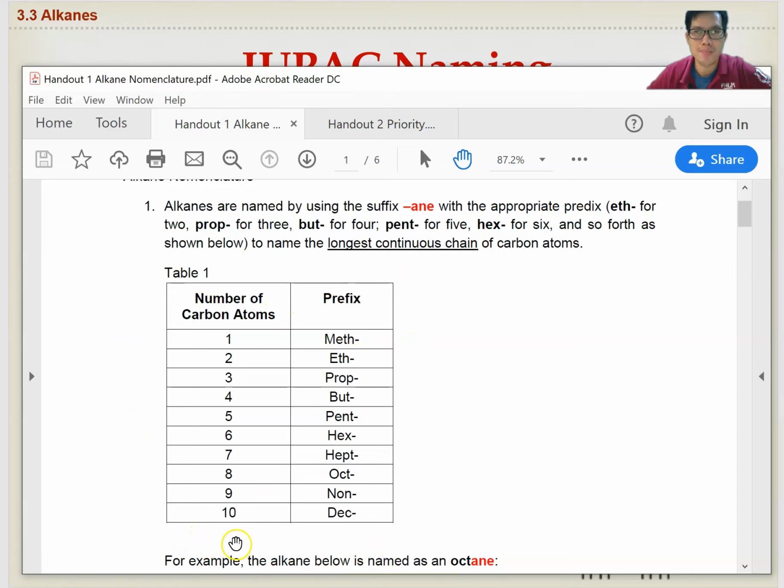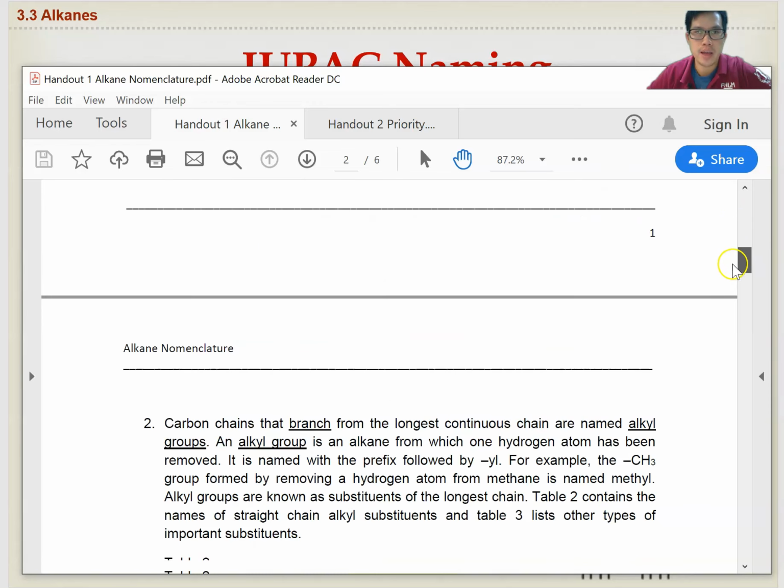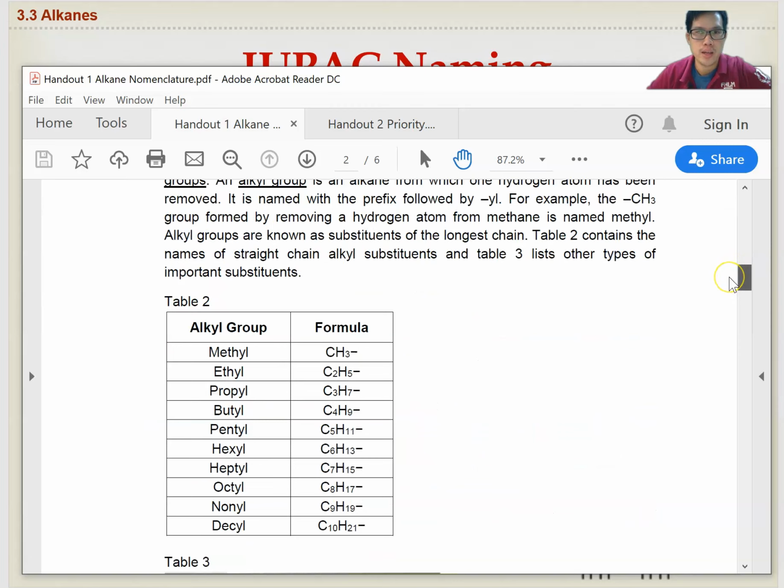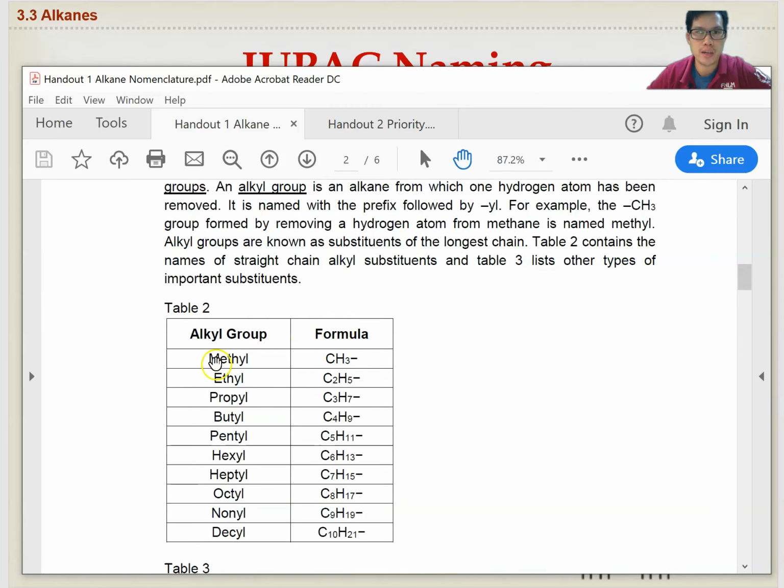First you need to find the longest chain. The second step is to find the branch. These are the names for the branches. Usually the exam will test you on this, so you must remember it. The branch name is methyl if it's CH3, ethyl if it's C2H5, propyl if it's C3H7.